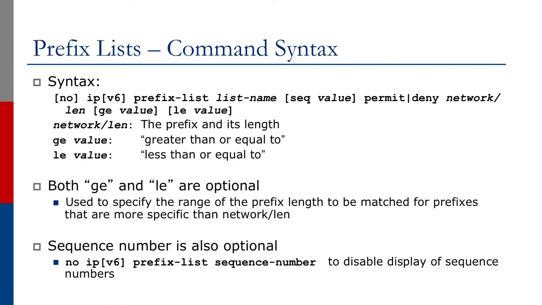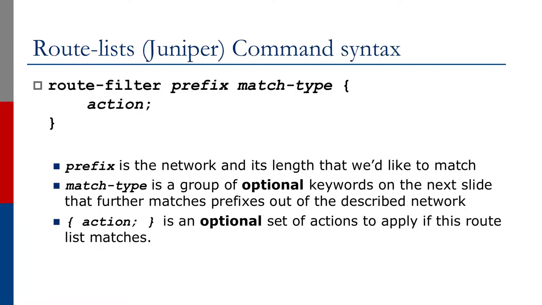Juniper has something similar. In Juniper, you have prefix lists which do something else, but the equivalent tool for doing prefix list filtering is called a route list. This slide shows you the syntax of how you would construct a route list. You'd say route-filter, and then the prefix that you want to match, and then a match type, which we shall look at on the next slide, and then an optional action.